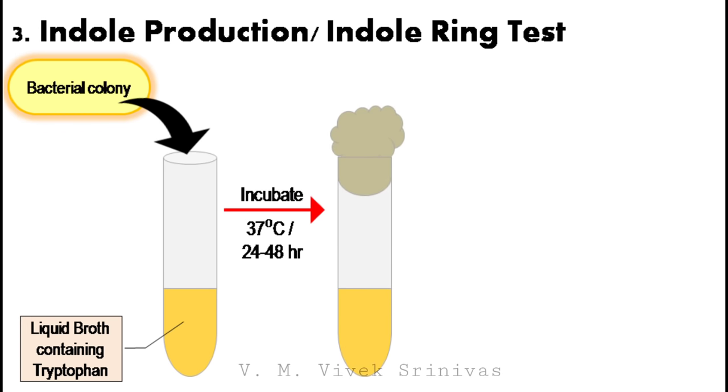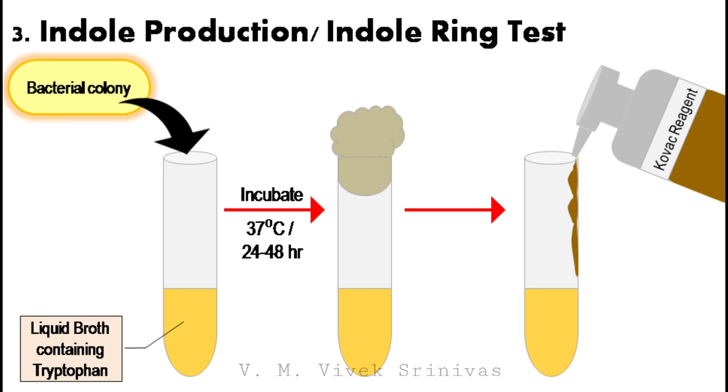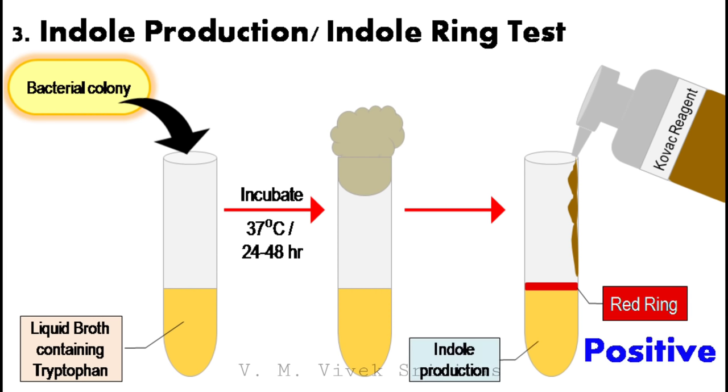Incubate for 24 to 48 hours. Following incubation, add the Kovacs reagent along the side. The formation of a red ring indicates the test is positive due to indole production. For example, the E. coli bacterial organism is positive for the indole test.